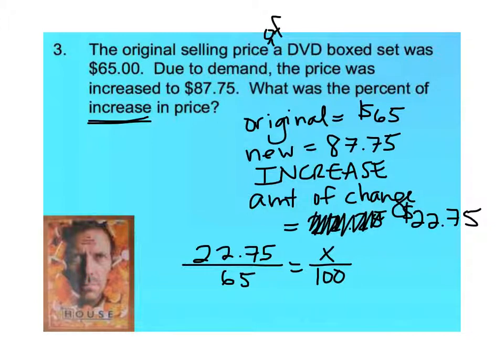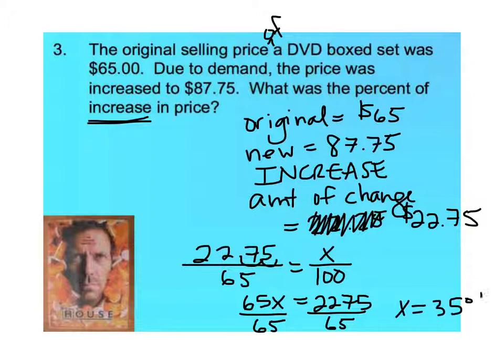All right, cross multiply and solve. 65x equals, remember when you multiply by 100, keep it simple, move a decimal point 2 places over. So 2,275 divided by 65 comes out to 35. They jacked the price up on that item by 35%. Must have been really popular. All right, moving on to the next problem.